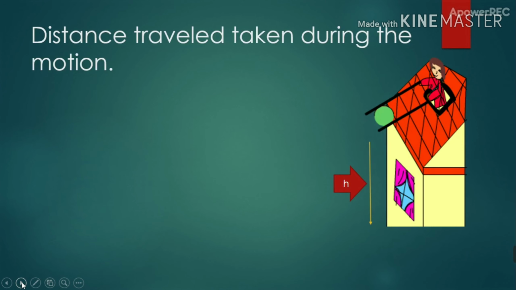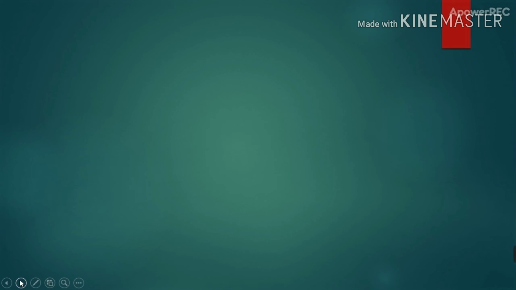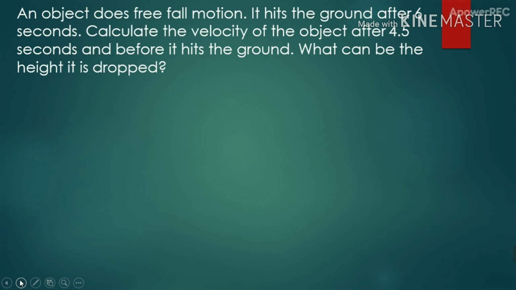Now let's find out the distance traveled during the motion. We're gonna represent it as a small letter h, which stands for height. And the formula that we're gonna use is h equals 1/2 g t squared. Let's substitute the given from the problem. The gravity is 9.8 meters per second squared and we have 3 seconds, and we're gonna get 44.1 meters. So that's how you're gonna solve for the velocity and the distance traveled during the motion.